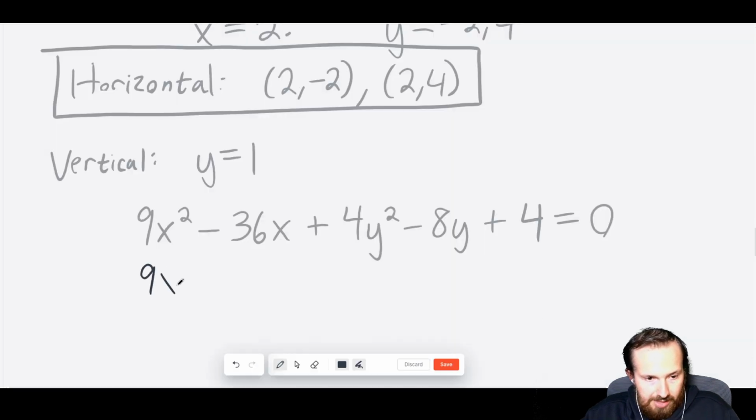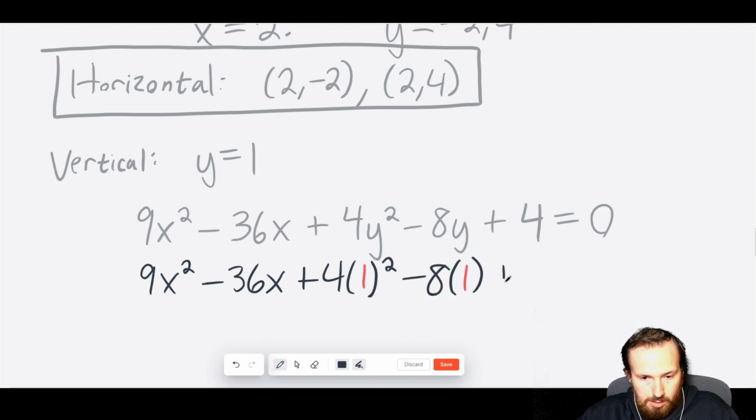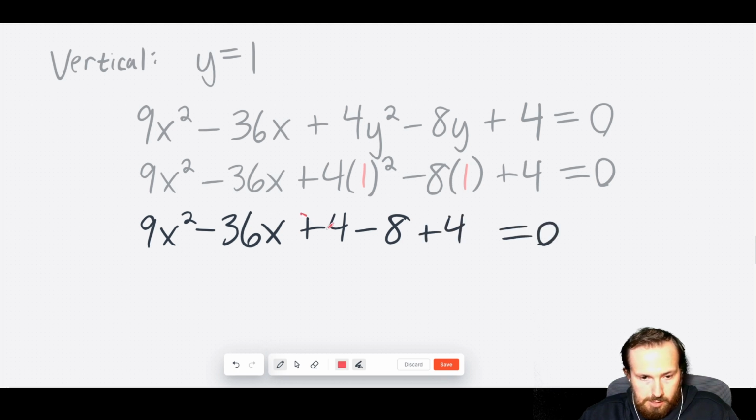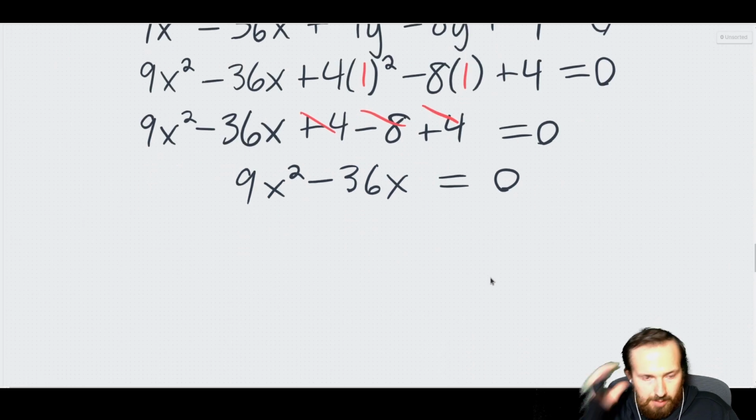So now we can plug that in and see what happens. So we'll get 9x squared minus 36x plus 4 times 1 squared minus 8 times 1 plus 4 equals 0. And let's see what we get here. 9x squared minus 36x plus 4, that makes sense, minus 8 plus 4 equals 0. So this stuff actually cancels out. And you just get 9x squared minus 36x equals 0. And then you can think about what would cause this.